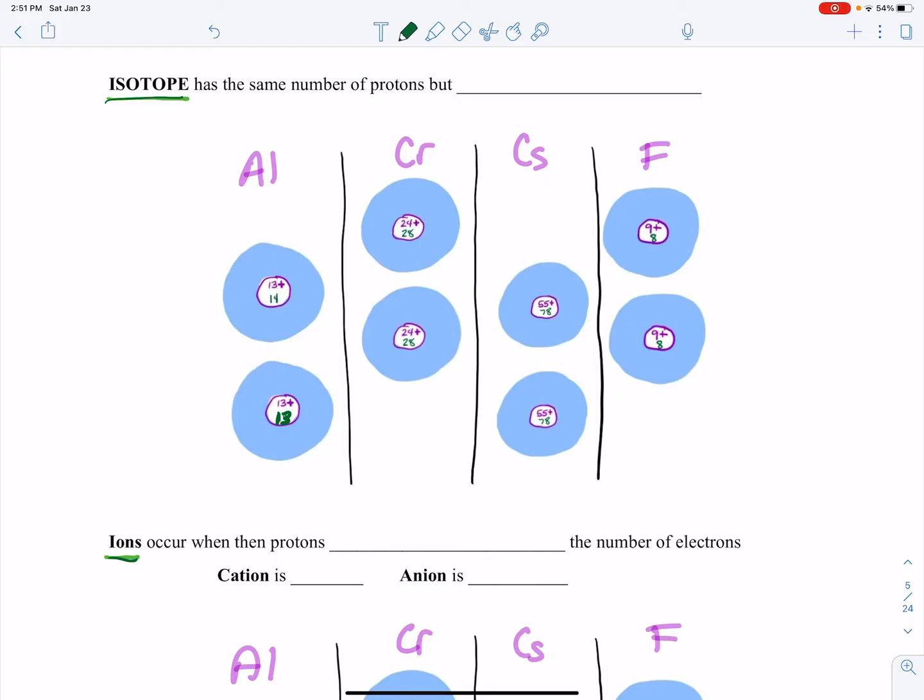So an isotope has the same number of protons, but different neutrons. Okay, so remember the neutrons are neutral. So if you change the neutrons, you're not going to change anything about the charges of the atom. The only thing you're going to change is the mass. Remember that the majority of the mass of the atom is in the nucleus. In fact, the electron is 1,000th the mass of a proton, so it's very, very small. If you change the neutrons, all you're doing is changing the mass of it.